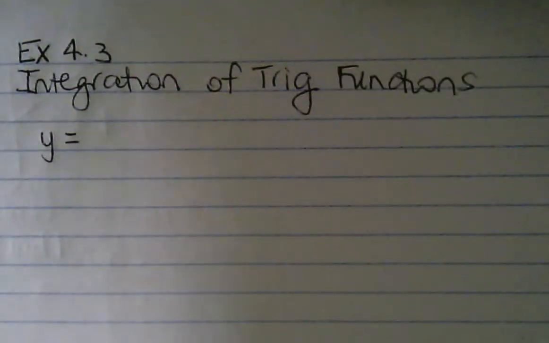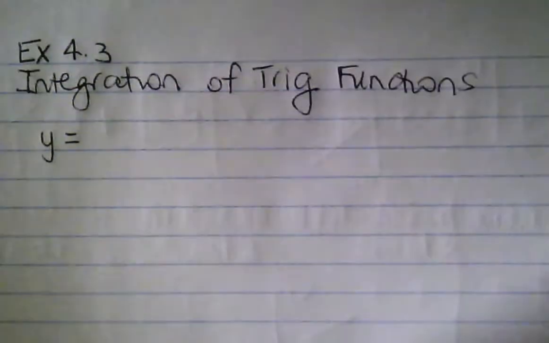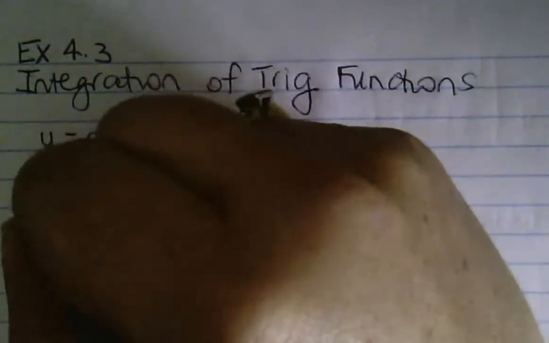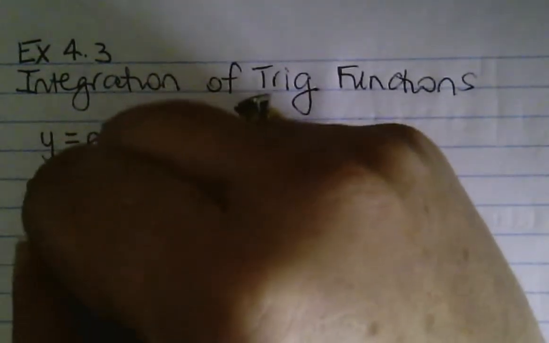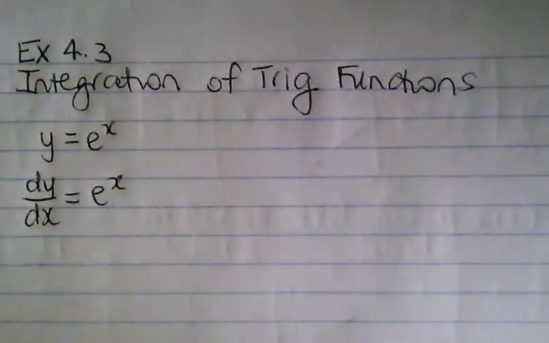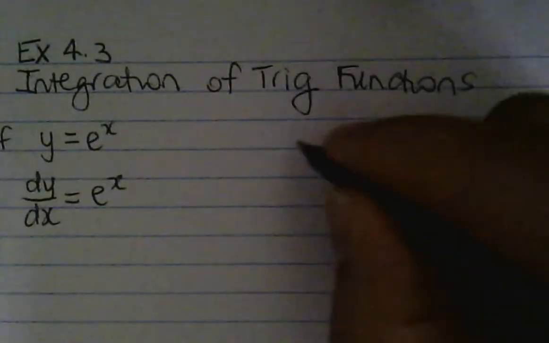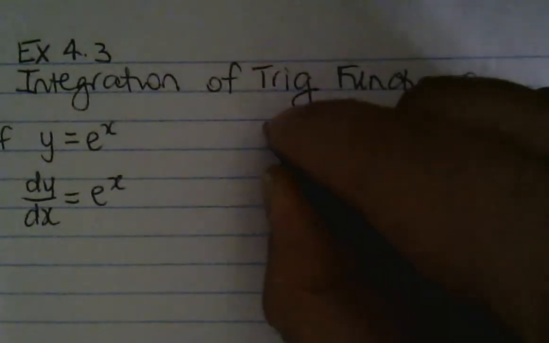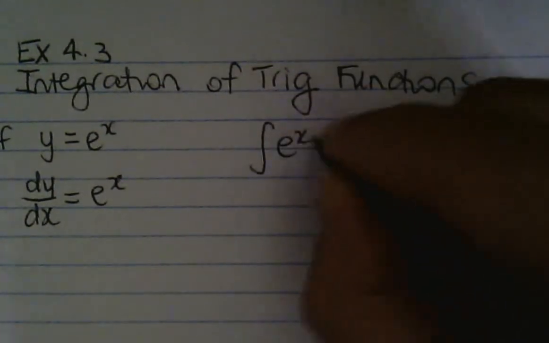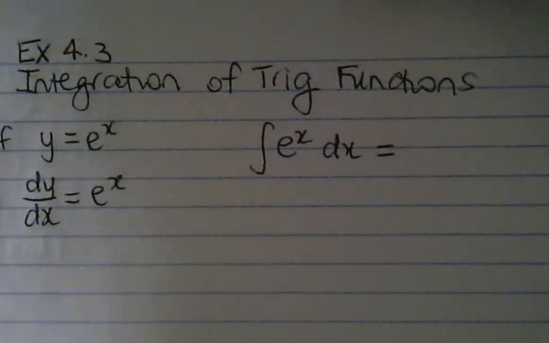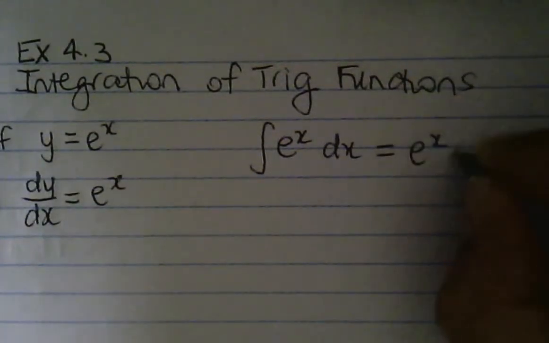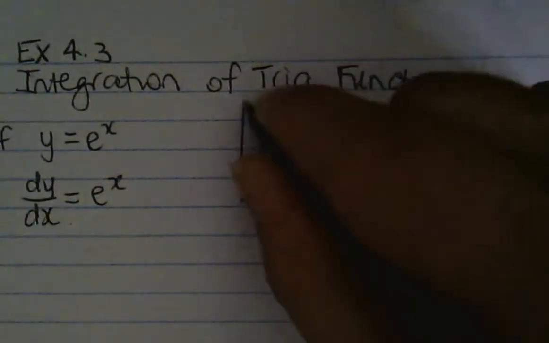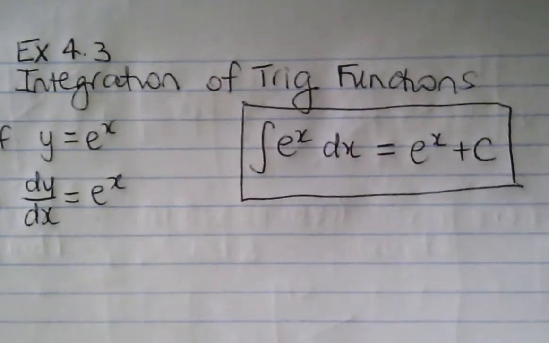Okay, remembering that integration is the reverse process of differentiation. So we know that if y equals e to the x, then dy dx is also equal to e to the x. So therefore, the reverse must also be true, that the integral of e to the x dx will be equal to e to the x plus c. Okay? That's our first rule.